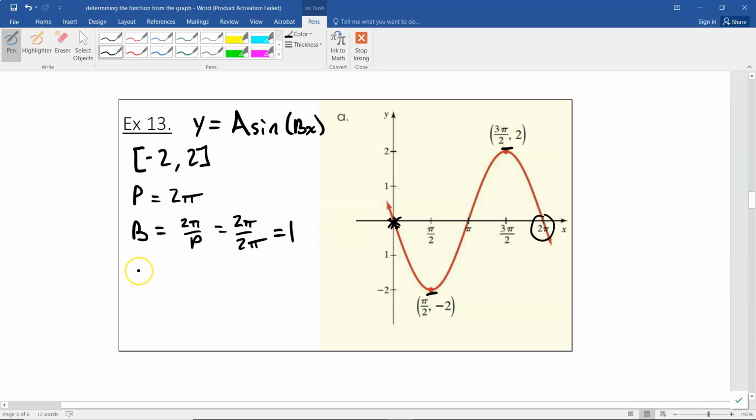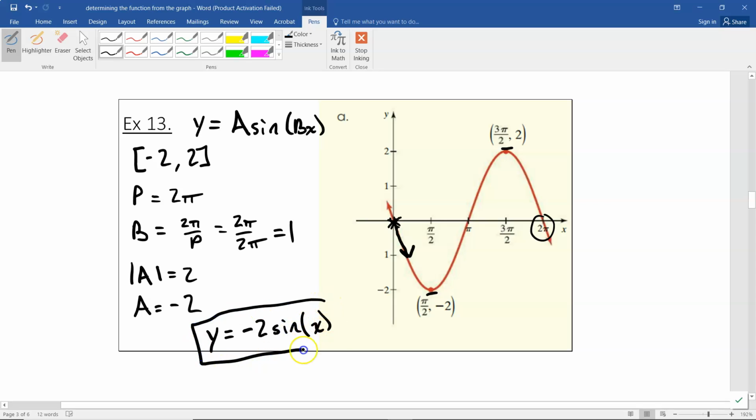But now we take the final step, and we see that the amplitude for this is equal to 2, because our range is -2 to 2. However, this sine function starts by heading in the downward direction. So that means that our coefficient a is actually a -2. So for this example, we get y is equal to -2 sine of x. Okay, so once you write down this example, I'll go on to the next.